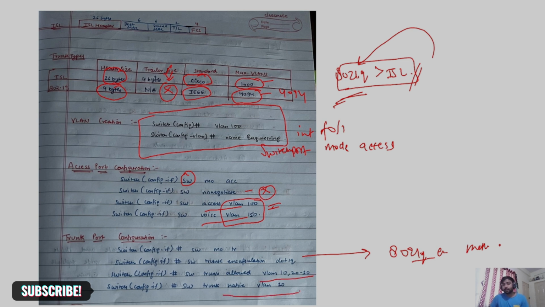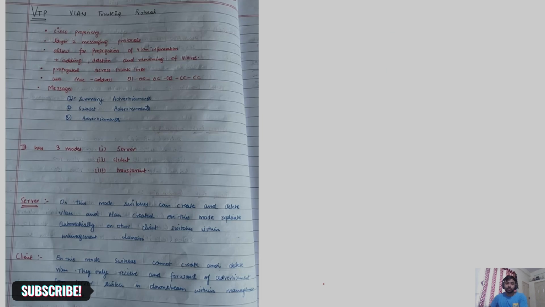And native VLAN. Native VLAN is the VLAN that, whenever an untagged frame, which is an IEEE 802.1Q frame, comes in a trunk port, will travel via the native VLAN. So this is how it happens.